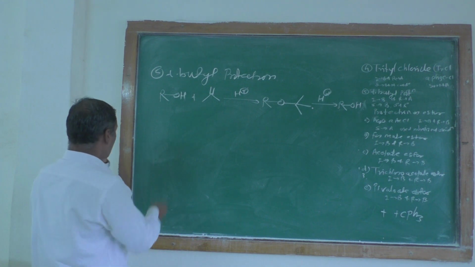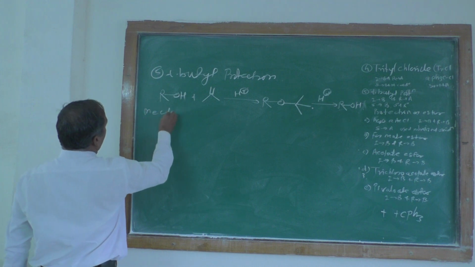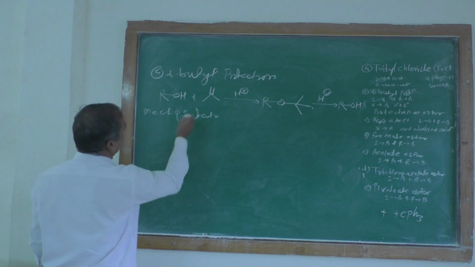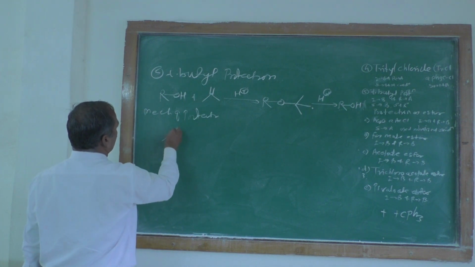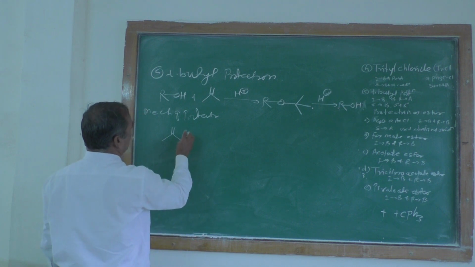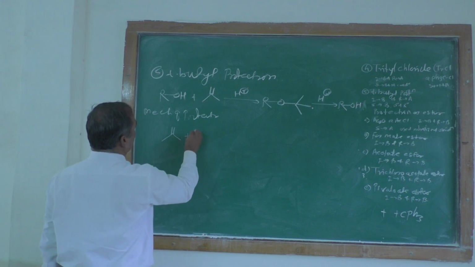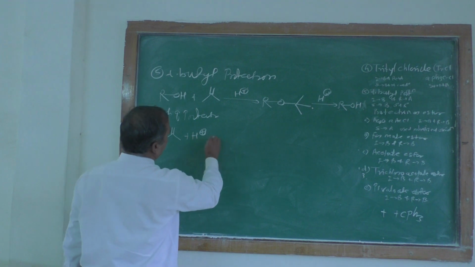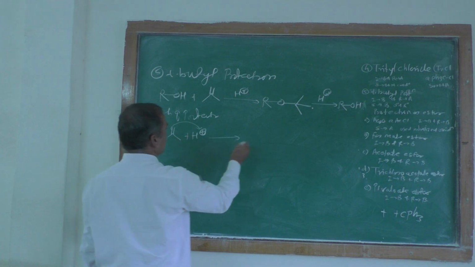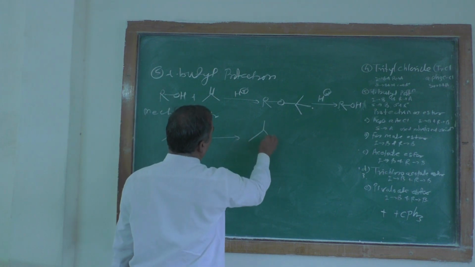Now let us look at the mechanism of protection. In the mechanism of protection, what is happening here? This is an alkene, 2-methyl-1-propene, that will be treated under acidic condition. So H plus, this double bond moving, attacking that H plus, you are going to get the product.